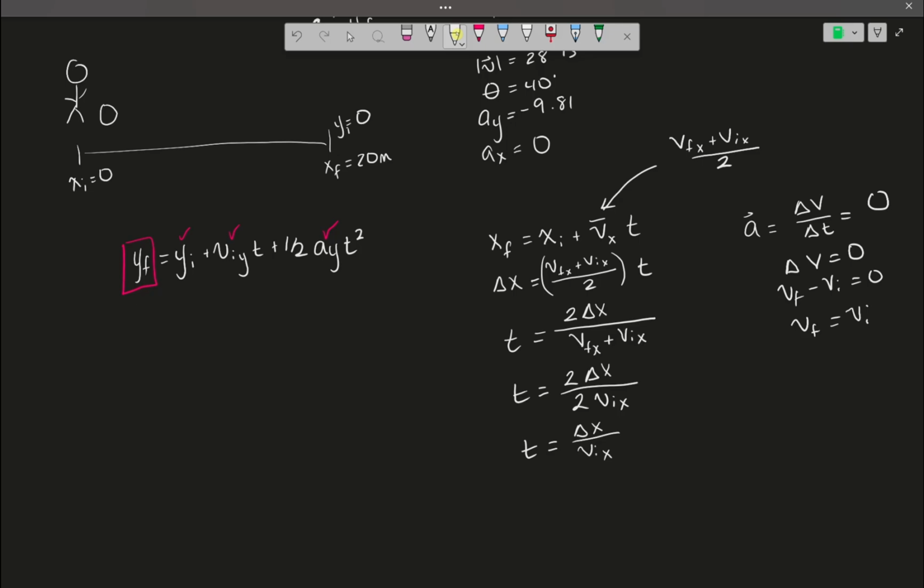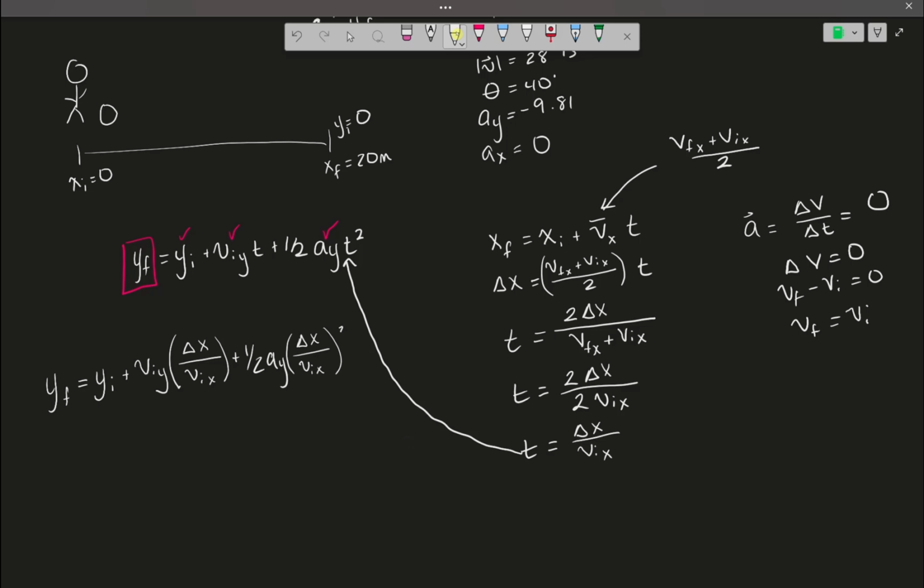So now that I have an equation for time, I'm going to plug this in to my equation for the final position in the y direction. This means that my final position in the y direction is going to be equal to y initial plus my initial velocity in the y direction times my change in position in the x direction divided by the initial velocity in the x direction, plus 1/2 acceleration in the y direction times my change in position in the x direction divided by that initial velocity in the x direction squared.